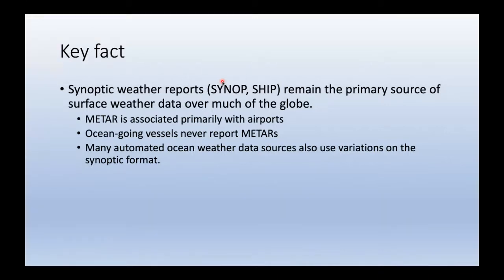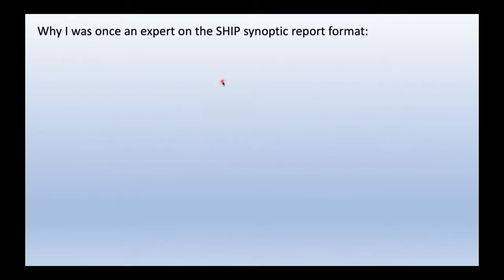Fundamentally, if you want over ocean weather data from ships, that's what you're going to have to look at because they don't provide METARs. And there's also automated weather data sources like buoys and other things that provide data that are using variations on a synoptic format.